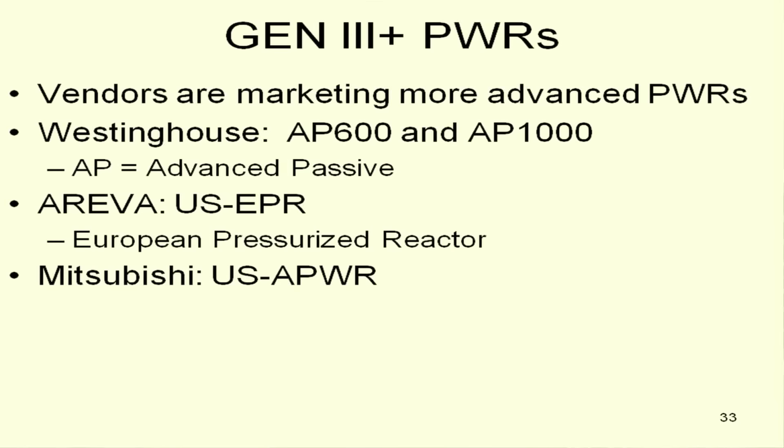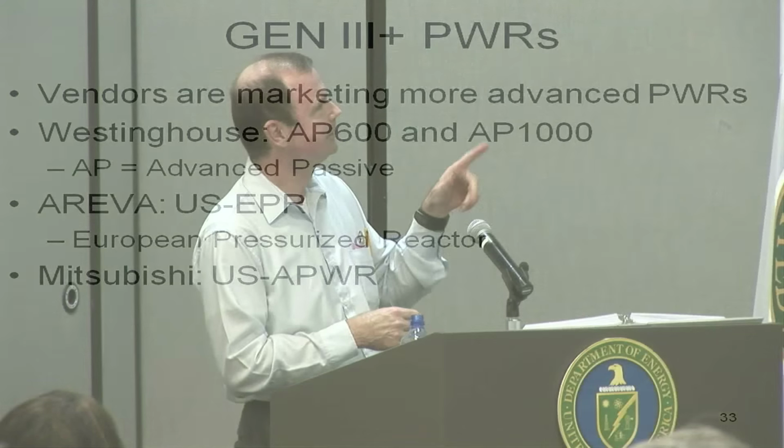Now, I've talked about Generation 3, our existing fleet, a little bit. You remember the Generation 3 Plus, which are the ones that are being marketed and built at this point. An AP1000 is being built down at the Vogtle plant in South Carolina, I think it is. Georgia, you're right. There's a Westinghouse design, which is their AP600 and 1000, and that's roughly the electric output of them. AP is supposed to stand for Advanced Passive, and a little bit more about that in a second.